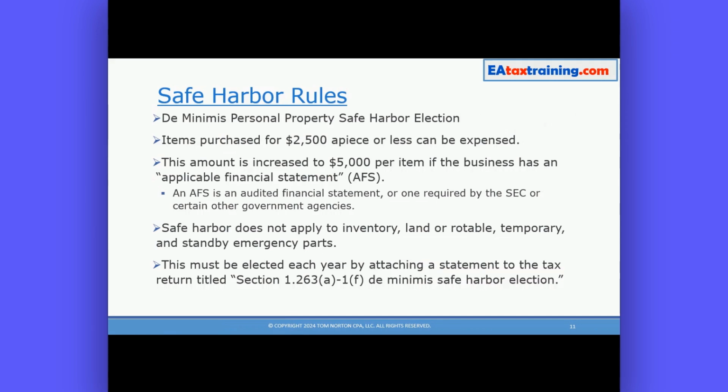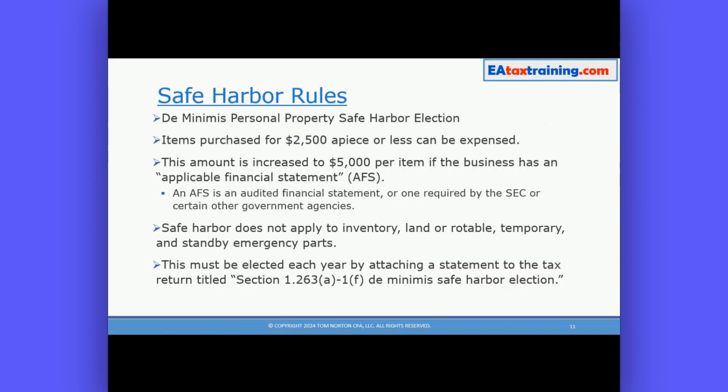So if you purchase an item for $2,500 or less, for each item is $2,500 or less, then you can generally expense it, even if it is an item that usually you would have to capitalize. So let's say you're buying just a computer, a laptop computer. Normally, if you buy a laptop computer, that's an item that you would capitalize and depreciate. But if you pay less than $2,500 for that laptop, you can just go ahead and expense it. You don't have to worry about depreciating it.